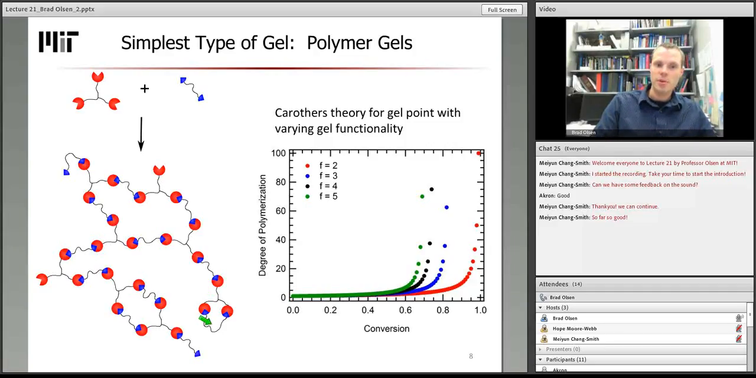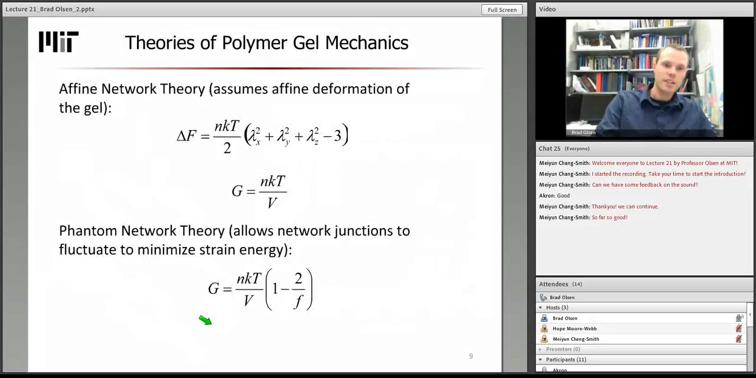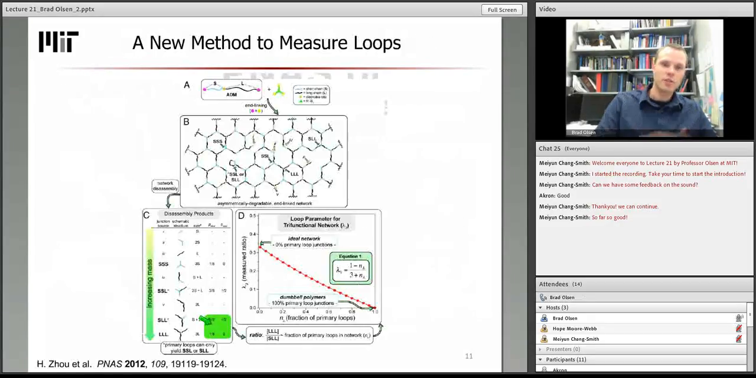And so this chain is what we refer to as a loop. And because this loop isn't connecting two different trifunctional junction points, its response mechanically will be significantly different in the gel. And so one of the things that we consider in gels in terms of understanding their structure is what is the ratio of loops and bridges, and how is this potentially impacting the way that the gels will respond mechanically.